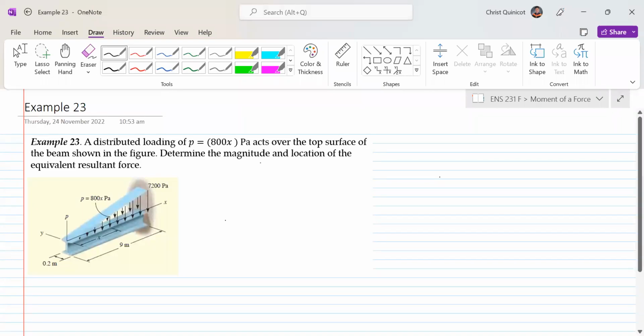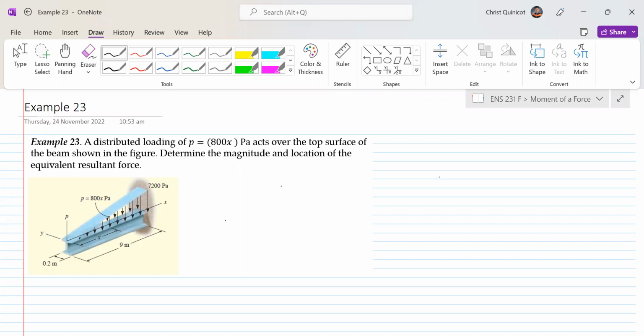Example 23: a distributed loading of P equal to 800x pascals acts over the top surface of the beam shown in the figure. Determine the magnitude and location of the equivalent resultant force. Okay, if you can observe, we are given a unit of pressure, so that's Newton per meter squared.